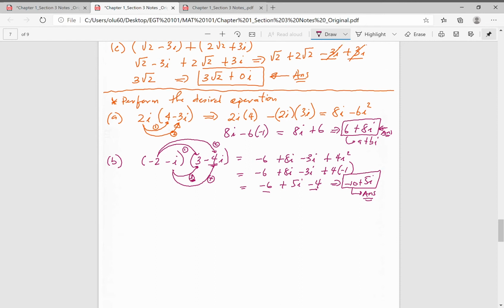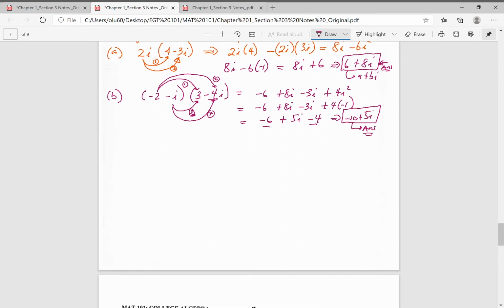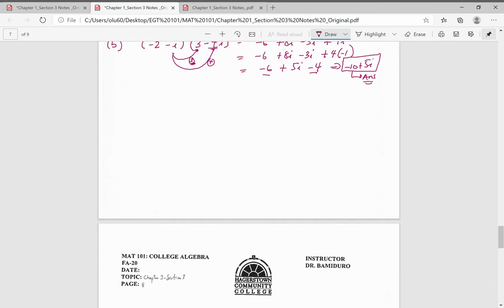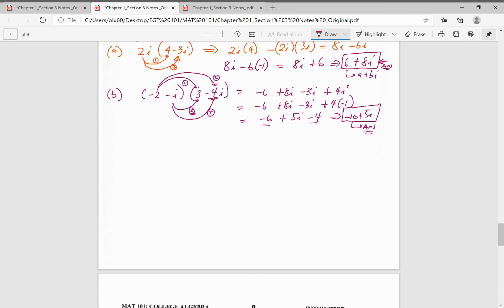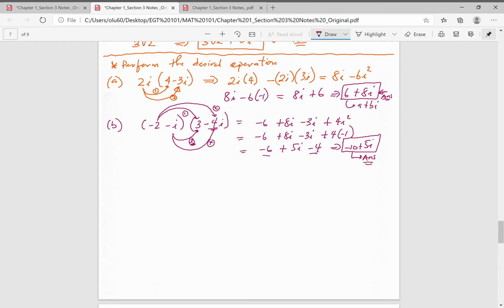Okay, and let's try another one. Let's try C. They want us to perform (√2 − i)². So our next step would be (√2 − i) times (√2 − i).